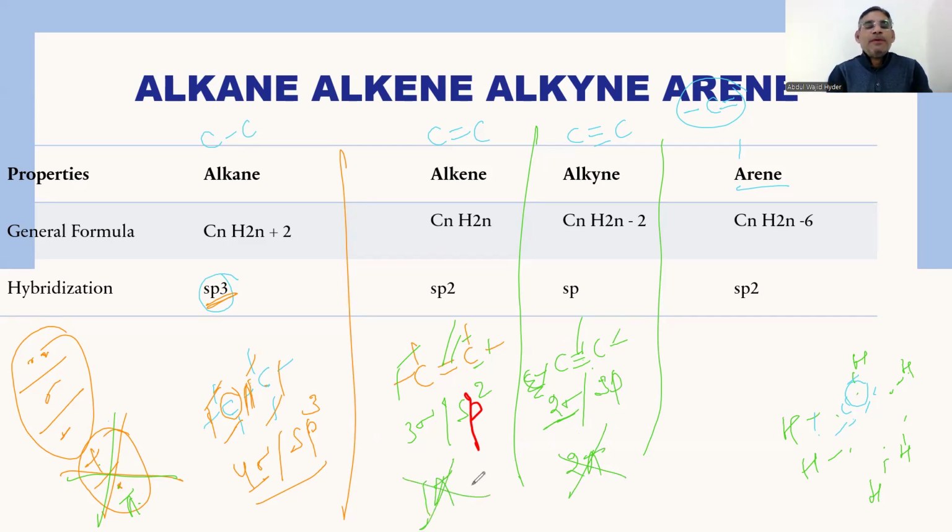But see, in resonance, sigma bond will never be considered. Pi bond will be considered. Plus charge, free electron, lone pair and minus charge will be considered. This is the difference between hybridization and resonance. In resonance, pi bond will be considered, and in hybridization, sigma bond will be considered.